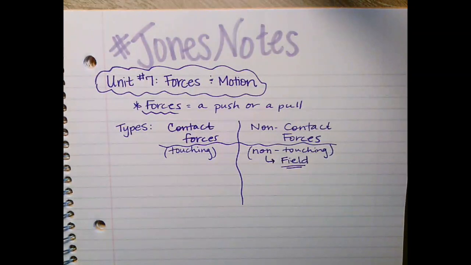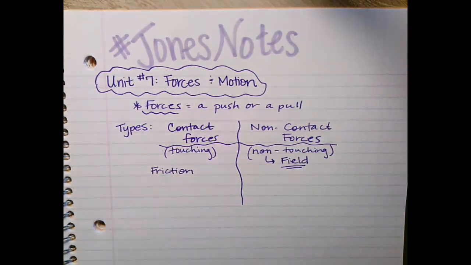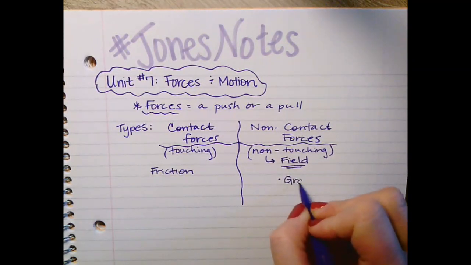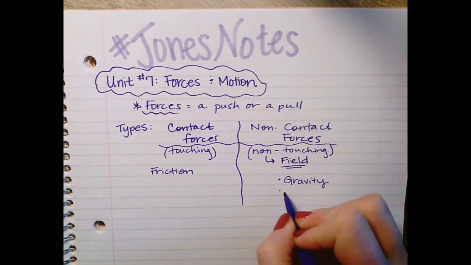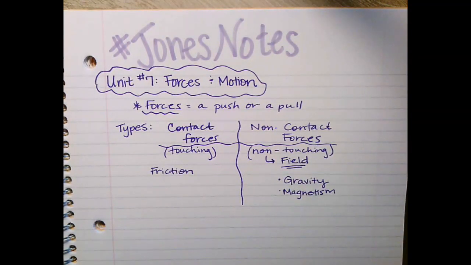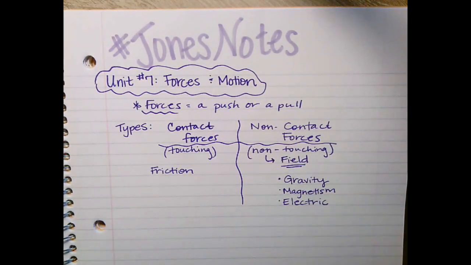Okay, the word field is pretty important here. So for contact forces, we typically think of things like friction between the two objects that are touching, where for non-contact forces, we're talking about the fields, which are gravity, magnetism, electric fields. Okay, so those we're going to talk about more in depth here in a second.